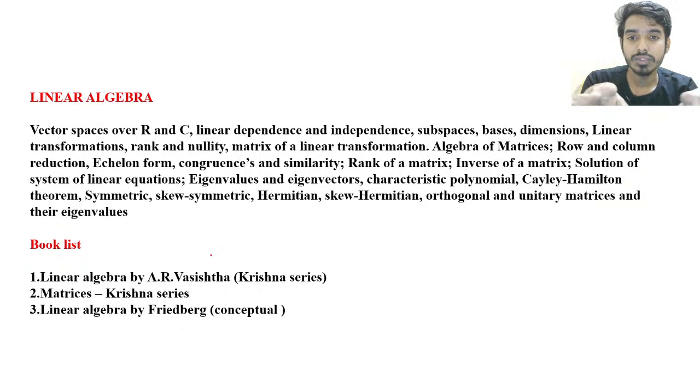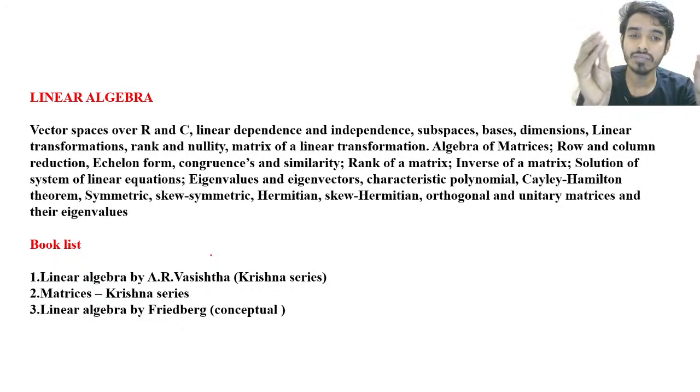Maths as an optional, right? Yes. So vector space over R and C, dependence and linear dependent, subspace, basis, dimensions, linear transformation, rank, nullity, matrix of linear transformation, and we have row and column reduction, echelon form, rank of a matrix, inverse of a matrix, and we have solution of system of linear equations, eigenvalues and eigenvectors, characteristic polynomial.